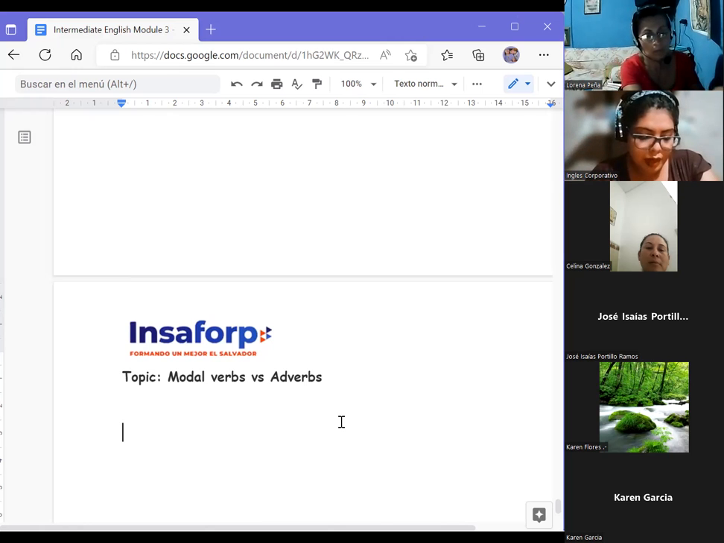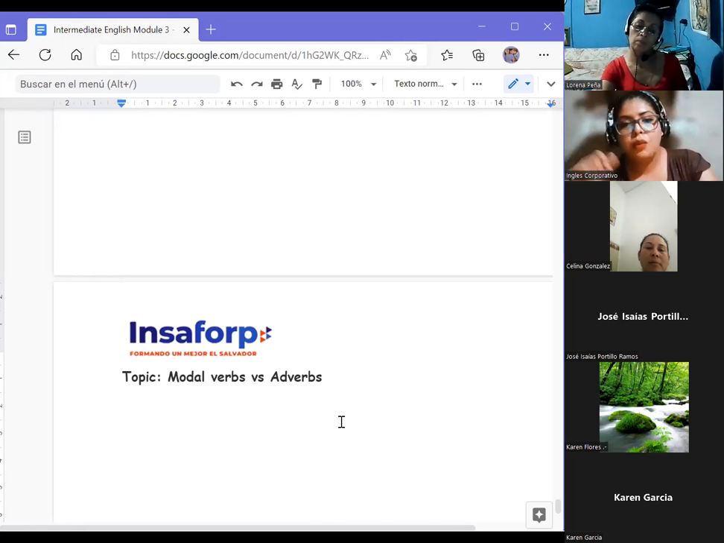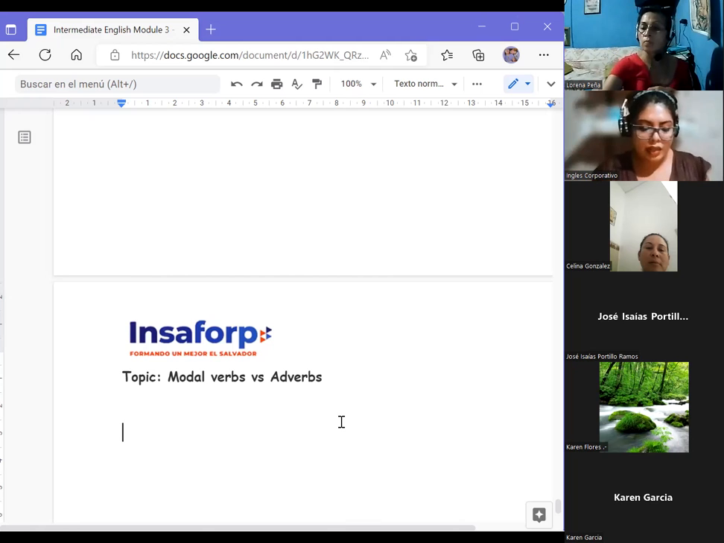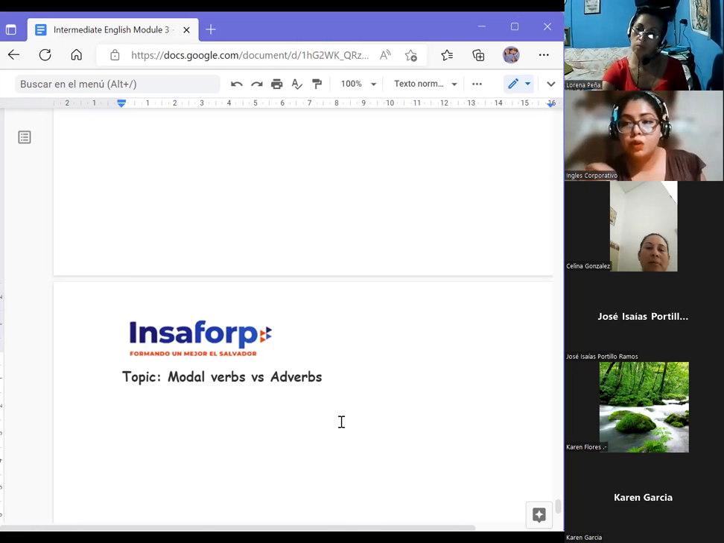So we are going to begin with this part, and it says, what is the main difference between modal verbs and adverbs? And it says the main difference between modal verbs and adverbs is their part of speech, even though they are both used to convey mood. Modal verbs are verbs that give additional information about the main verb, while adverbs are words that provide information about a verb, an adjective, an adverb, or a sentence. So the main difference that they have is the parts of speech, because they are different. And also, we know that they are used to convey mood.